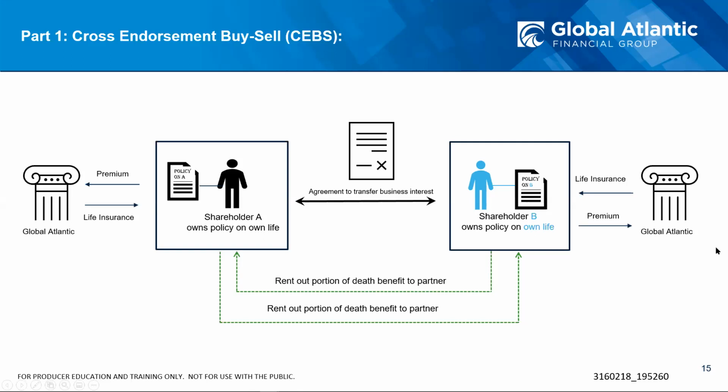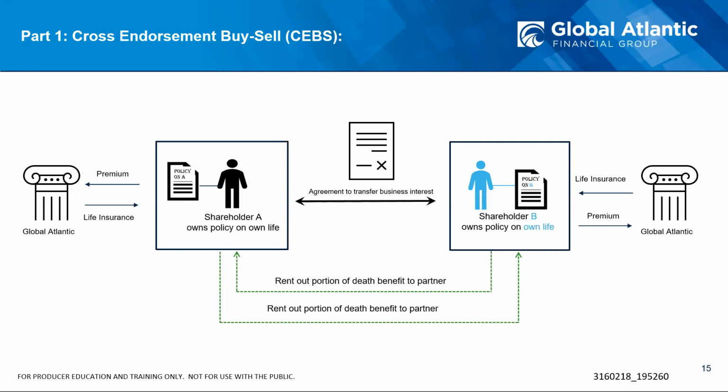Typically, what you're going to do, especially in a C-Corp because of basis planning, is a cross-purchase arrangement. Traditionally, I'm going to own a policy on Eric, and Eric's going to own a policy on me. And traditionally, people have paid for those policies with after-tax dollars.